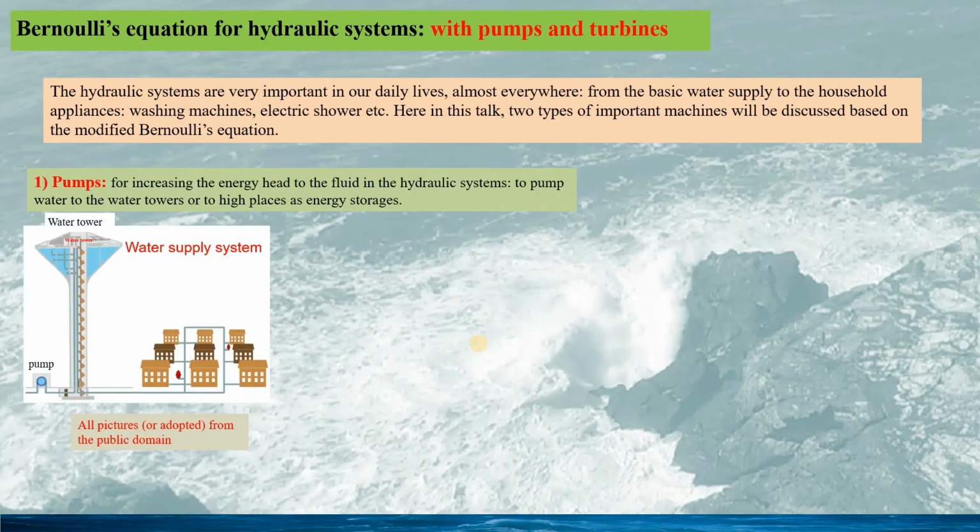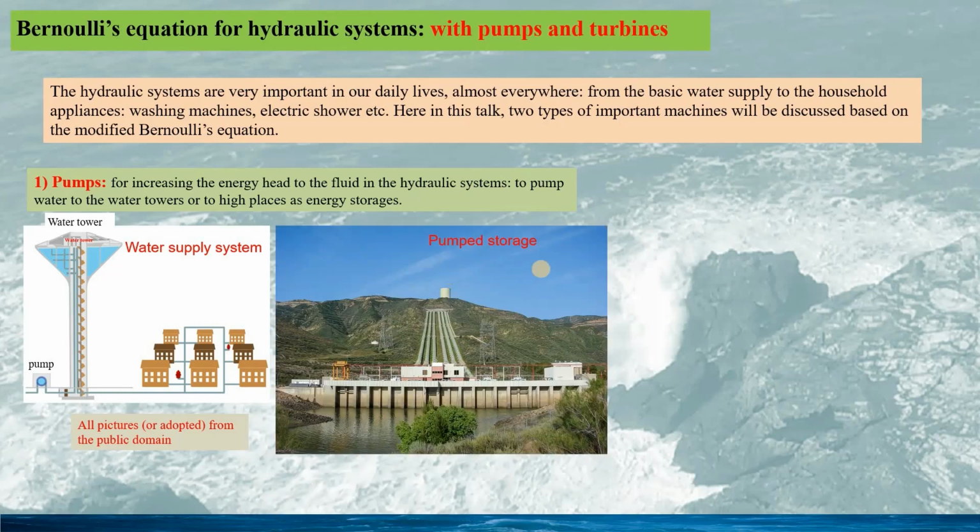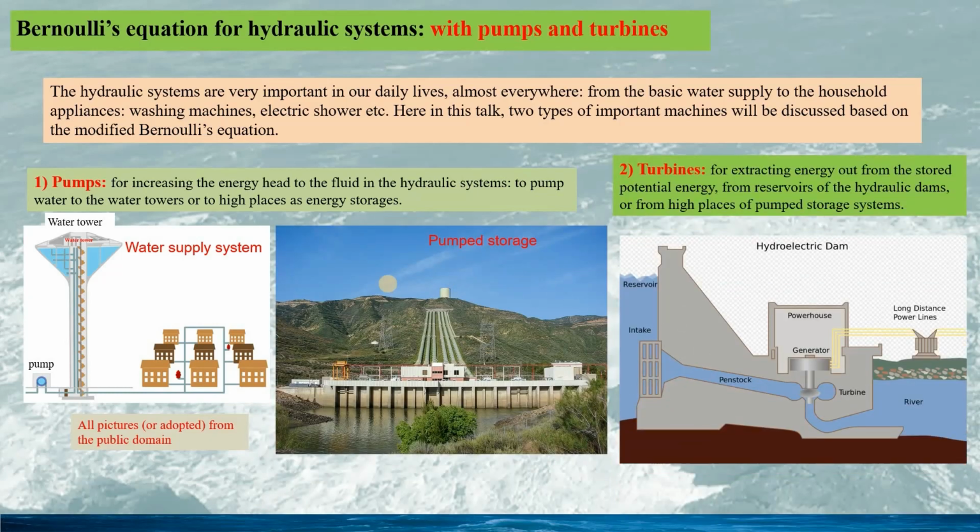The first type of machine is the pump, which can be used for increasing the energy head of the fluid. For instance, to pump water to a water tower or to a high place as energy storage. The second type of machine is the turbine, which is used for extracting energy from the stored potential energy, such as from the reservoir of hydraulic dams or from high places of pumped storage systems.